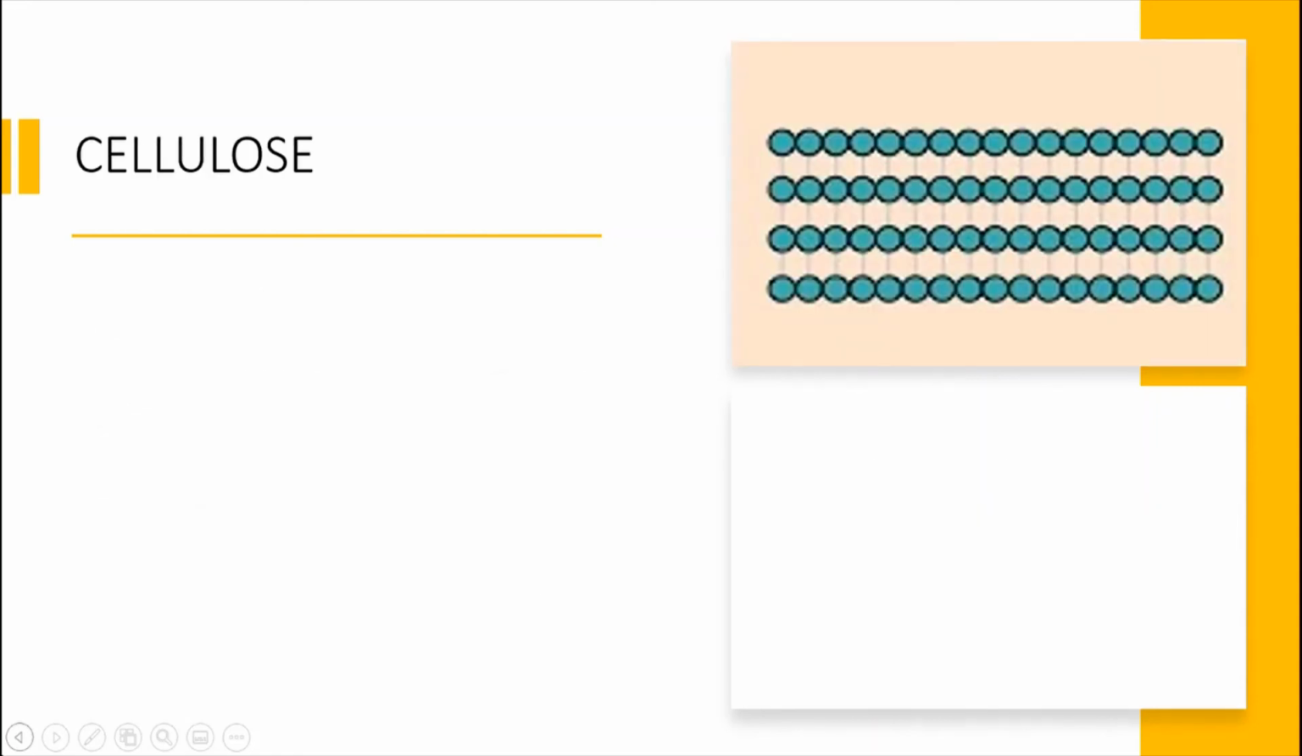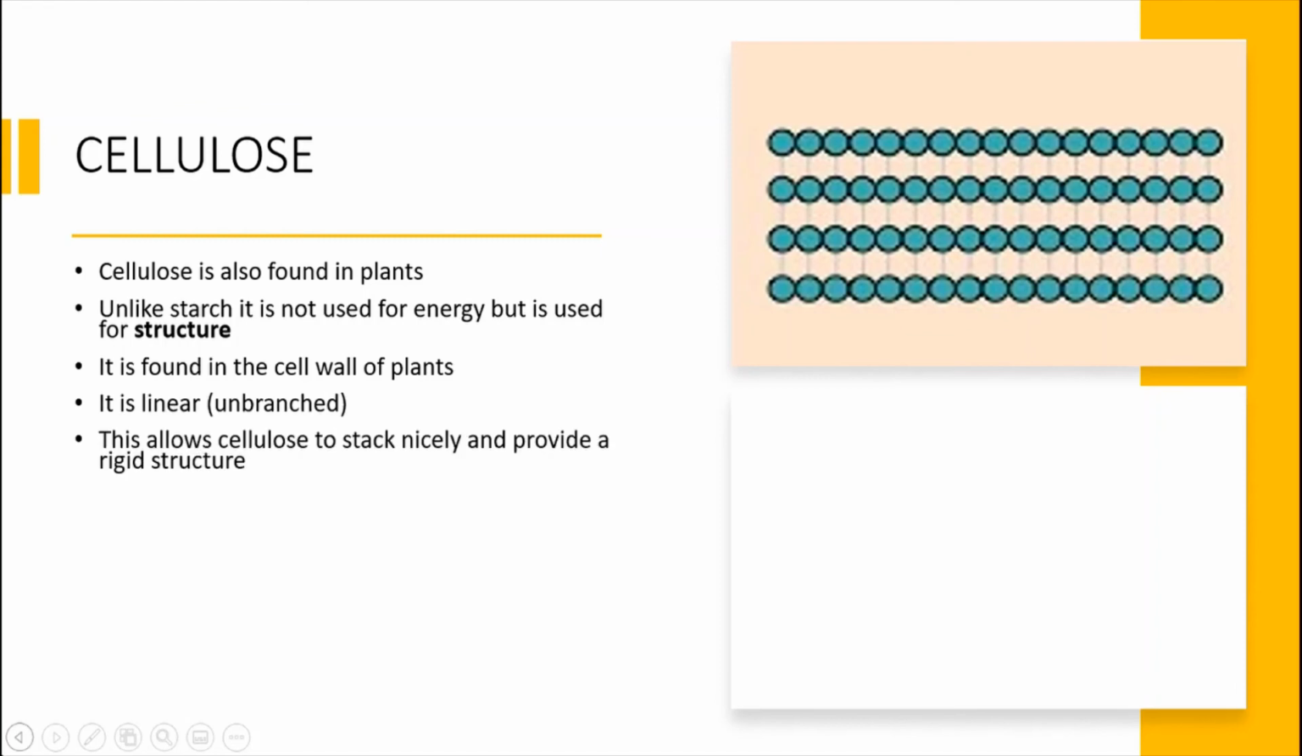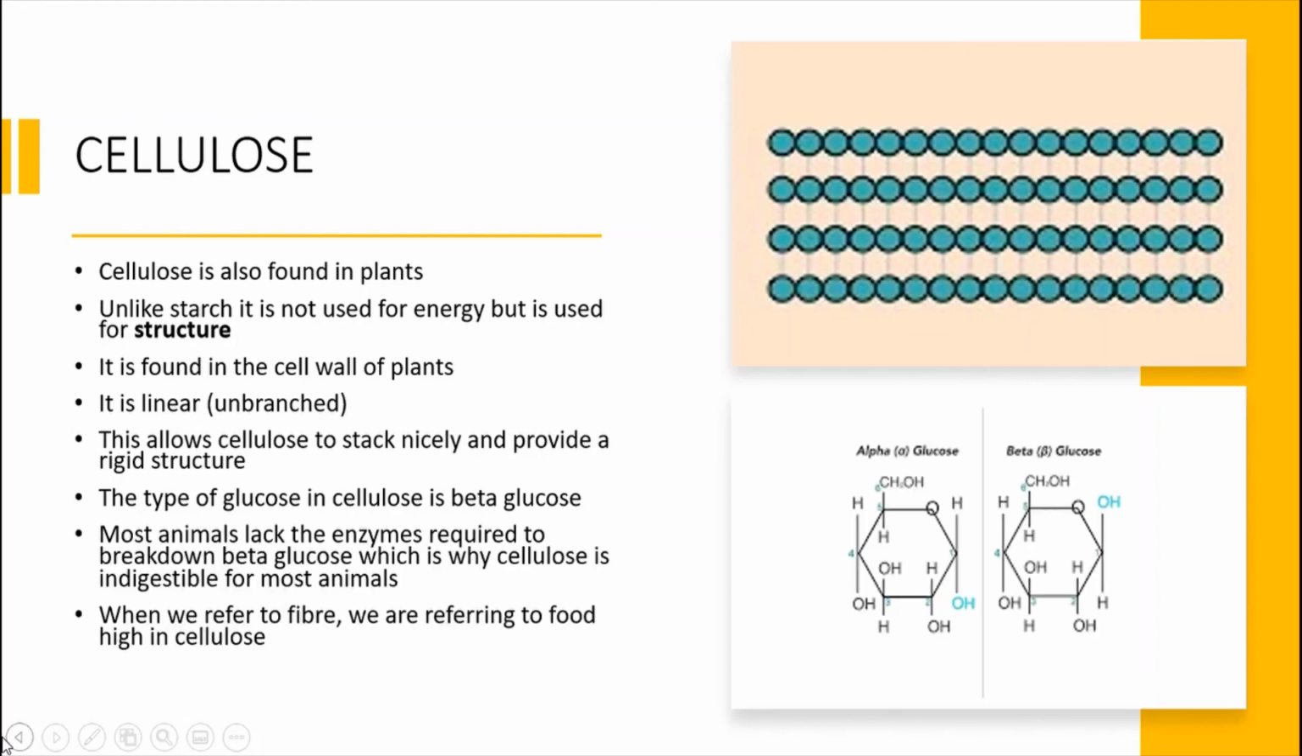Lastly, let's have a look at cellulose. Cellulose is also a type of polysaccharide found in plants. However, it is not used for energy, but it is used for structure and formation. And it is found in the cell wall of plants and gives plant cells their rigid structure. It is linear and unbranched, and this allows for it to be stacked nicely on top of each other to provide that rigid structure. The type of glucose found in cellulose is beta glucose. So if we think back to our image here, beta glucose is where the hydroxyl is above carbon 1 rather than below carbon 1.